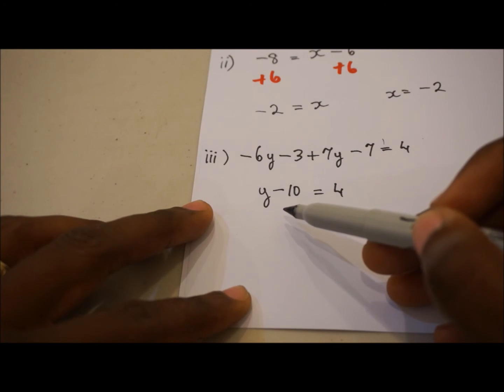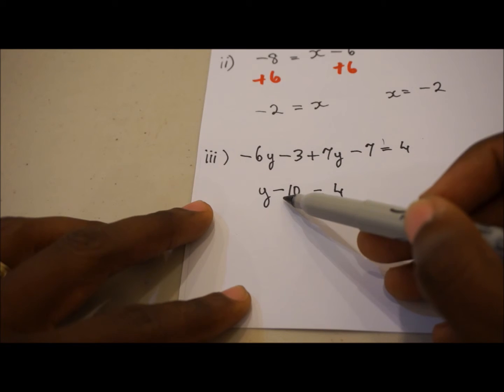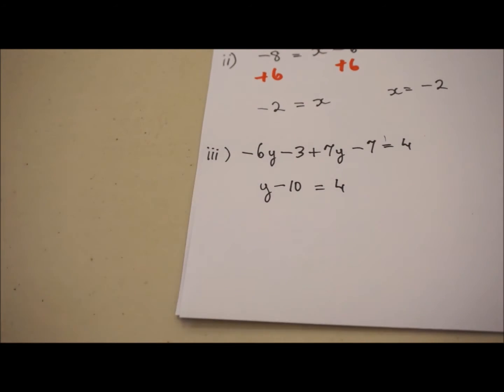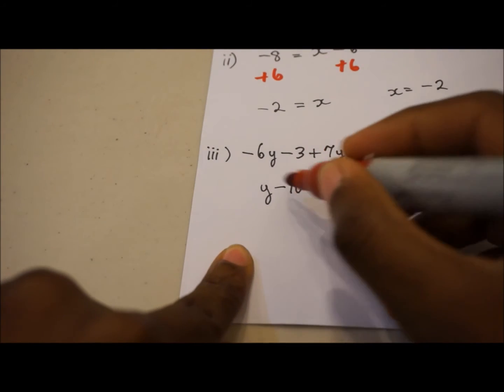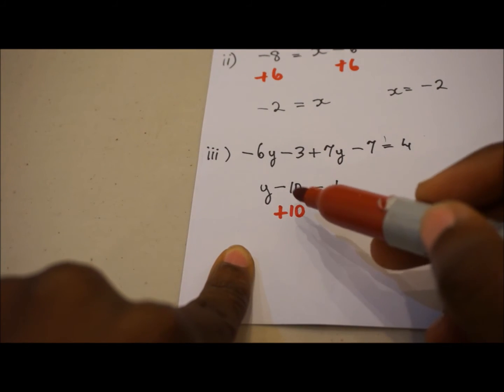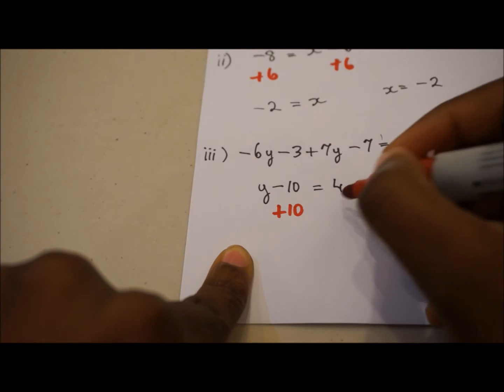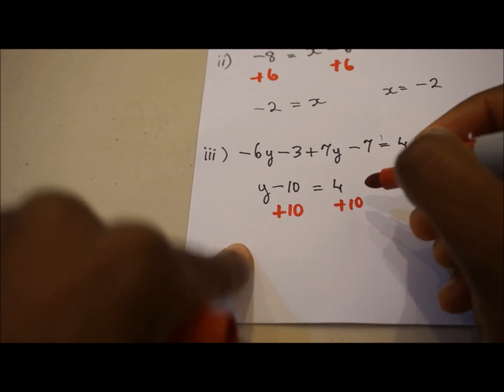We get right back to our main point. We want to get the variable by itself. But there's a negative 10 right next to that variable. So to get rid of that negative 10, I simply need to do the opposite of negative 10, which is add 10. To keep the problem balanced, if I add 10 on this side, I must add 10 on the other side.